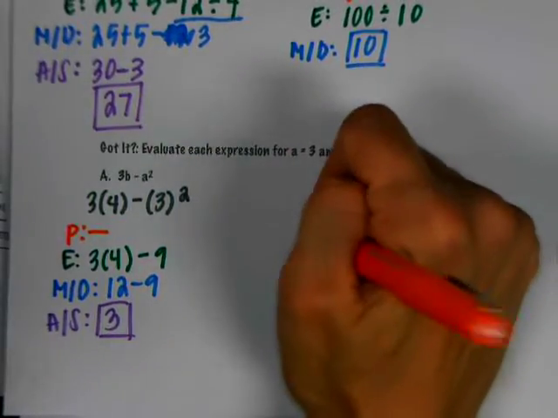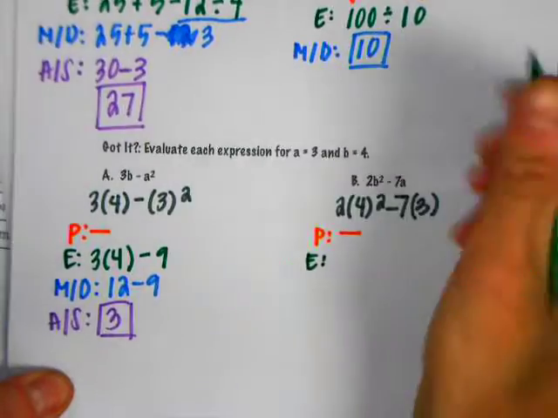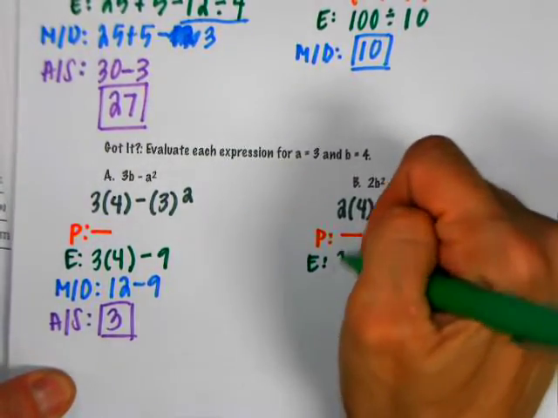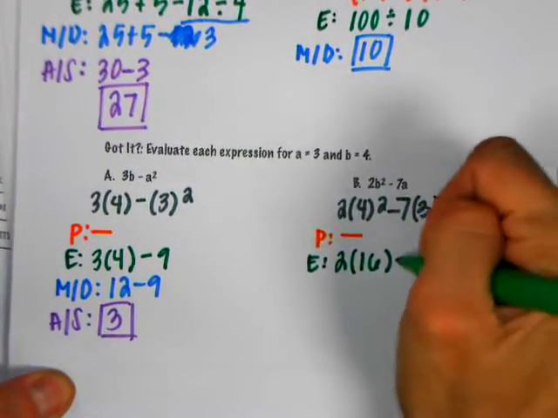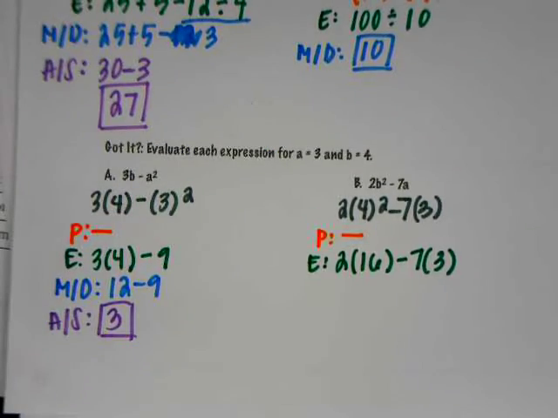So for parentheses, nothing. Exponents, we have an exponent right there. What's 4 squared? 16. So make sure you put like a star next to that, the exponent has to go first. You can't multiply.